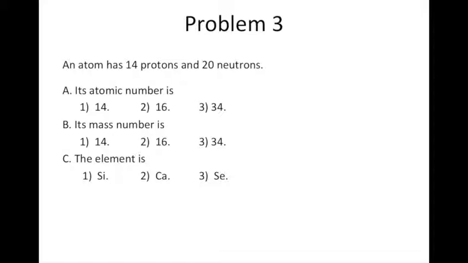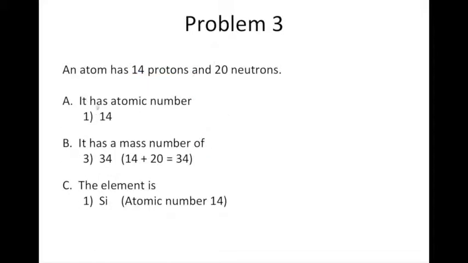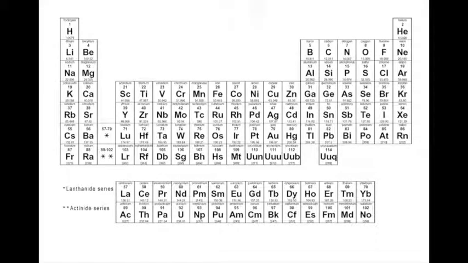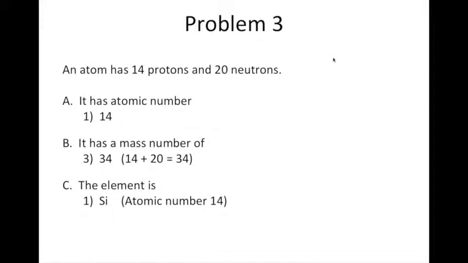Okay. So an atom with 14 protons and 20 neutrons, its atomic number must be 14, right? Its mass number, we add protons plus neutrons, that gives us 34. And what is the element? Well, the element, as we mentioned before, is defined by the number of protons. So if we look on our periodic table, 14 protons gives us the element silicon.